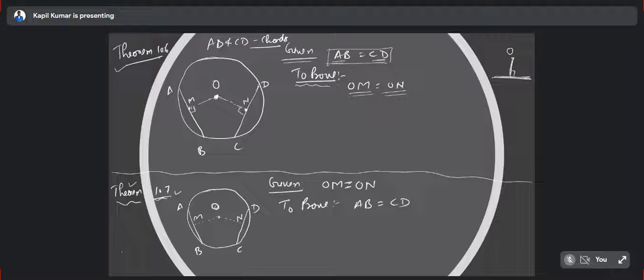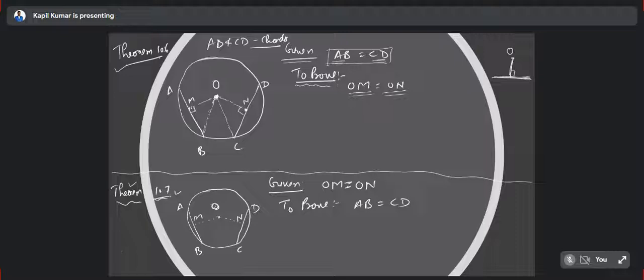Okay, so let us proceed with 10.6 first, then we will go to 10.7. For this, let's join O to B and O to C. In the exam, you also write this statement: let's join O to B and O to C.